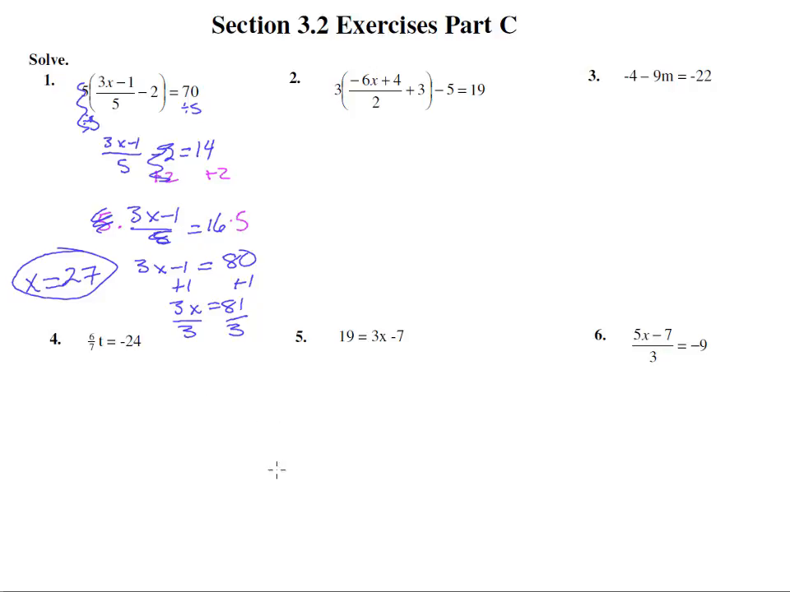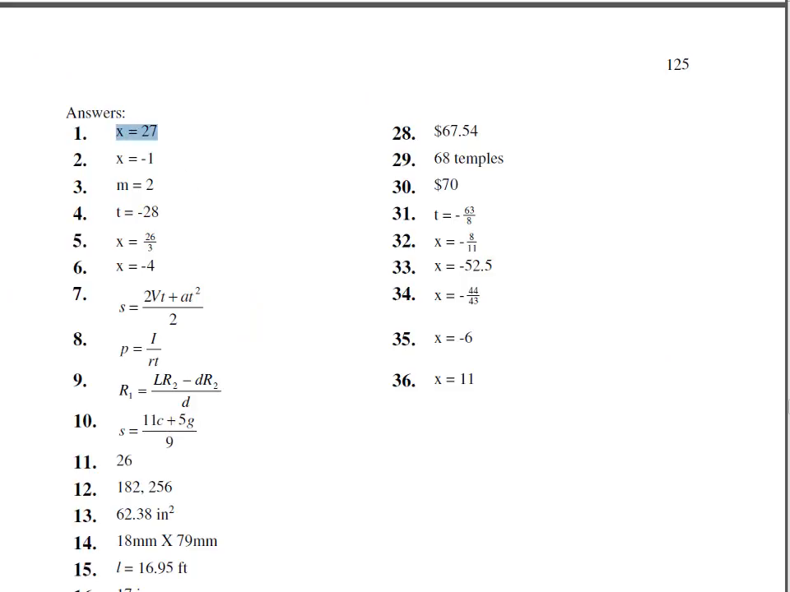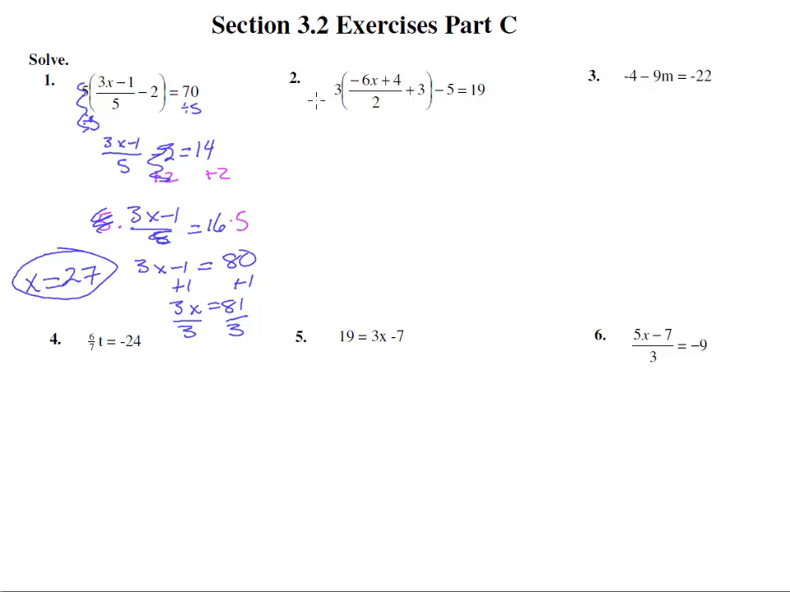Let's double check our answer. X equals 27. Good. Number 2, this one has even one more step. Let's try it in that reverse order. So we start with the x, and at first x times the negative 6. Then it adds 4, then that result divides by 2. Then it adds 3, then that whole thing together is multiplied by 3, and then subtract 5.